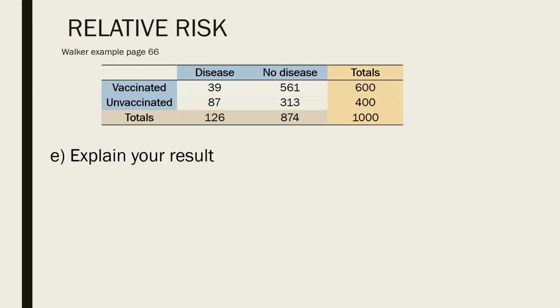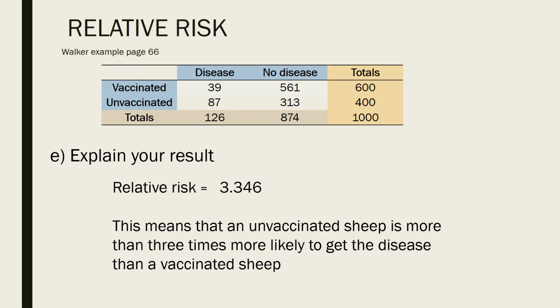Okay, explain your result with that. So we've got our relative risk as being 3.346. That means an unvaccinated sheep, because that was on the top line, is more than 3 times more likely to get the disease than a vaccinated sheep. So this is the number that you use here: an unvaccinated sheep is more than 3 times more likely to get the disease than a vaccinated sheep.